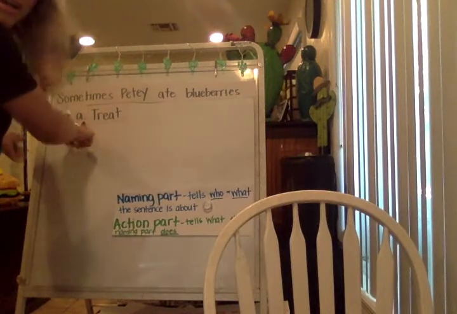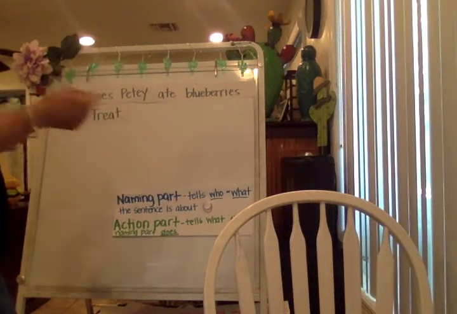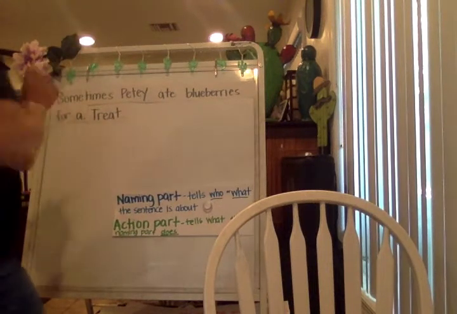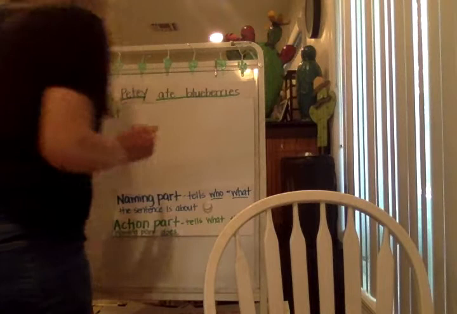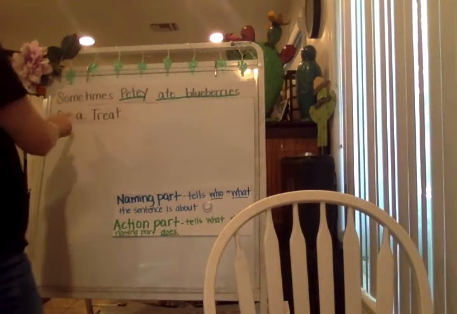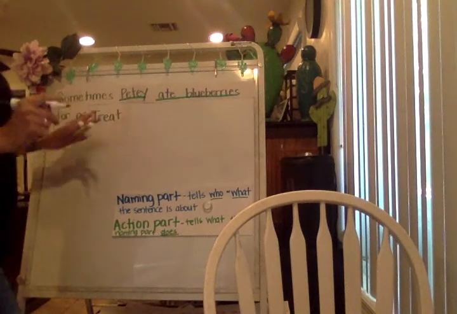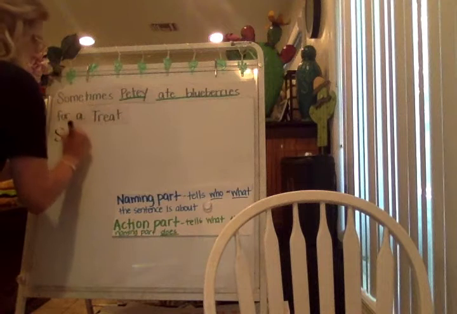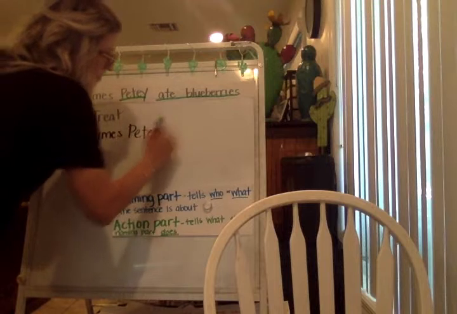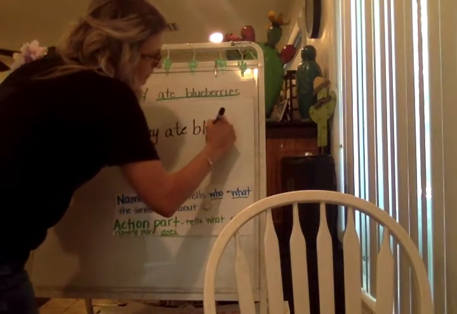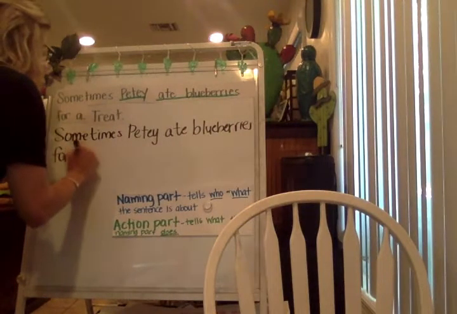Notice that there's a period right here. That is incorrect. So the naming part tells who or what the sentence is about. So this sentence is about Petey, and what does he do? He ate blueberries. Okay? So you could say sometimes Petey ate blueberries, and that could be a complete sentence, but we're going to add this extra information. So we're going to change our sentence to say sometimes Petey ate blueberries for a treat.